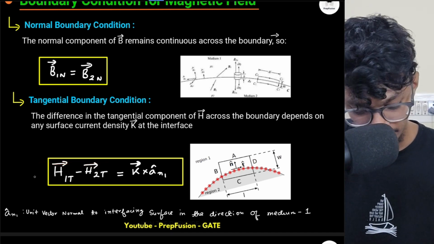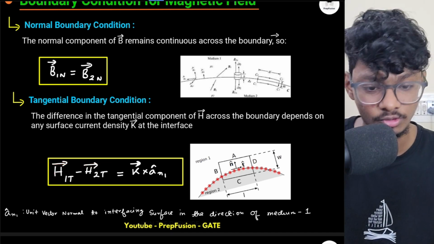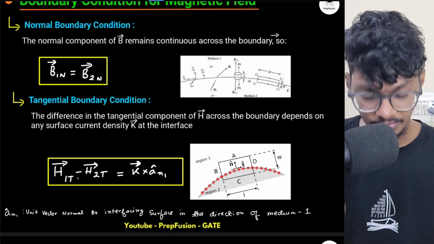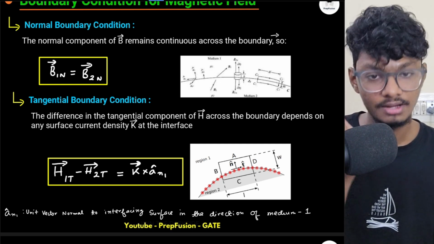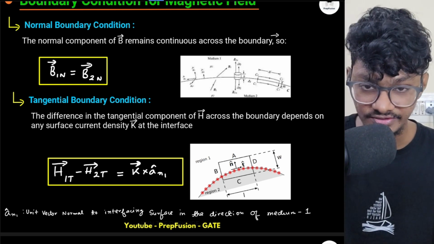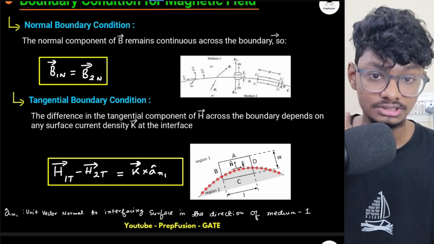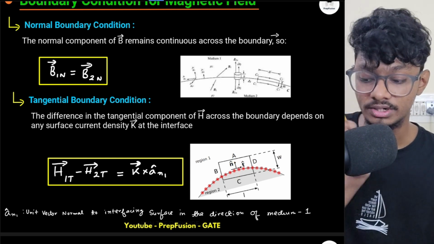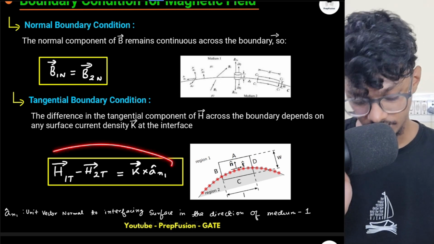Okay, the magnetic field boundary condition you have to remember. It's good to remember because it will take you huge time to derive, and I don't recommend doing that. So just remember this. We will write H1t minus H2t equals the surface current density K cross an1. an1 is the unit vector towards medium 1. So you have to remember this.